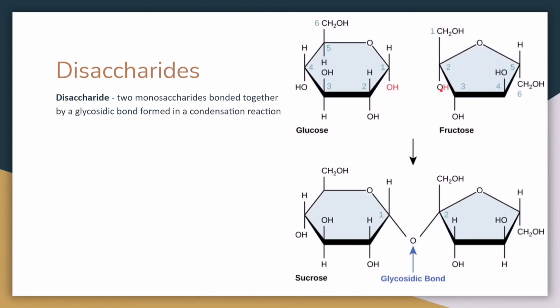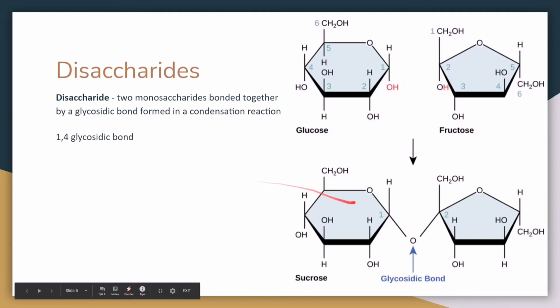Via a condensation reaction with the removal of water, you can see that this hydroxyl group gets removed and bonded with this hydrogen from the hydroxyl group to form H2O, water, allowing carbon 1 and carbon 4 to form this glycosidic bond, which joins the 2 monosaccharides to form a disaccharide. So this is a 1-to-4 glycosidic bond because the bond has been formed between carbon 1 of this glucose and carbon 4 of the fructose.